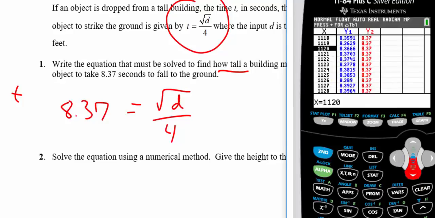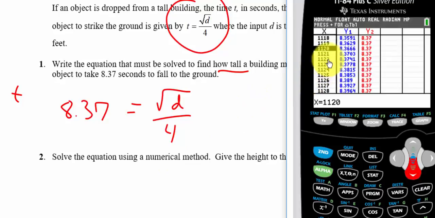So you can see it looks like somewhere between 1,120 feet and 1,121 feet, the time is 8.367 seconds, 8.37 seconds. So somewhere in between here, that's how high the object will be before it hits the ground. So if I drop something from a building that's 1,120 feet, it will take about 8.37 seconds to hit the ground. So in the numerical method, how do we actually express our answer?